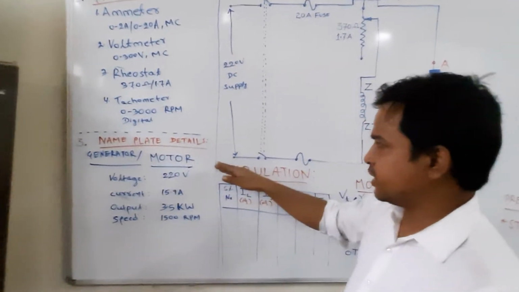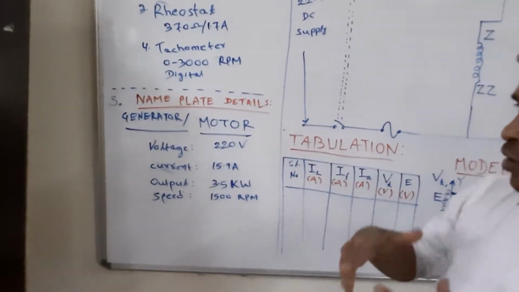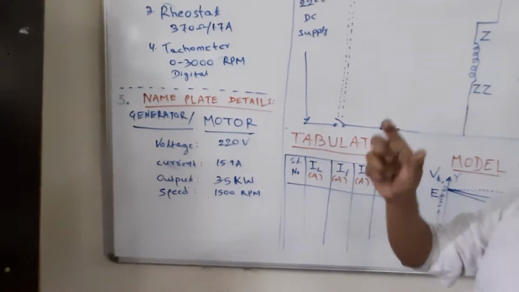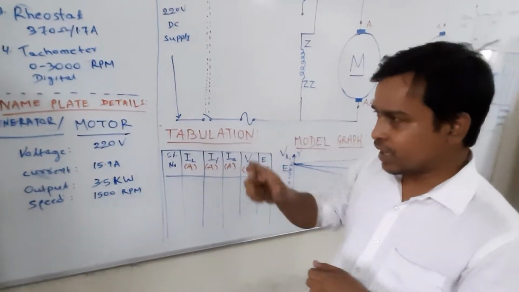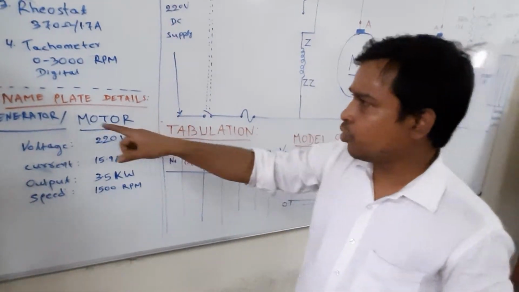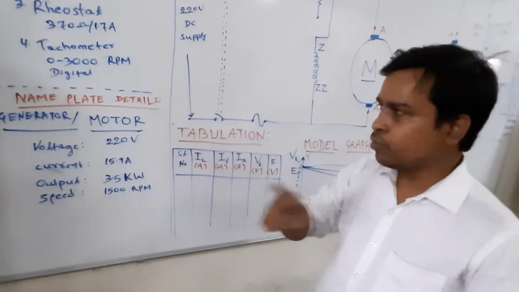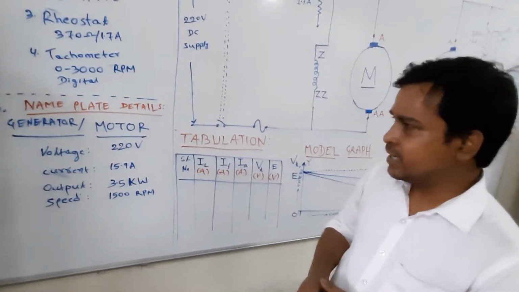Now nameplate details. Whenever we purchase a generator or motor, some data will be given regarding the voltage and other ratings of that generator or motor. The data given on a plate that is fixed on the motor is known as nameplate detail. When I go to the module of this experiment, I will show you the nameplate details.